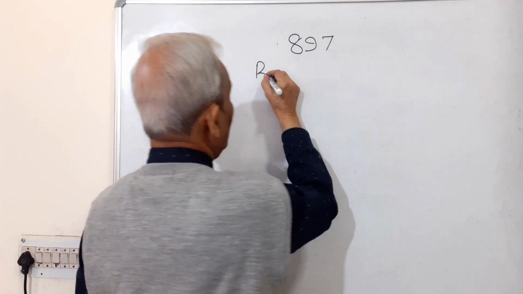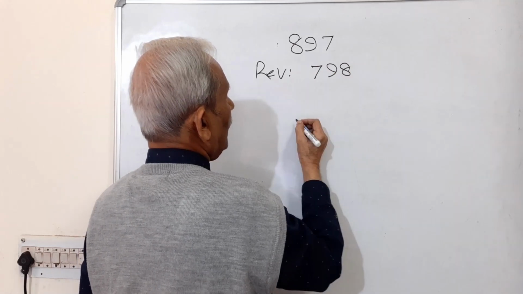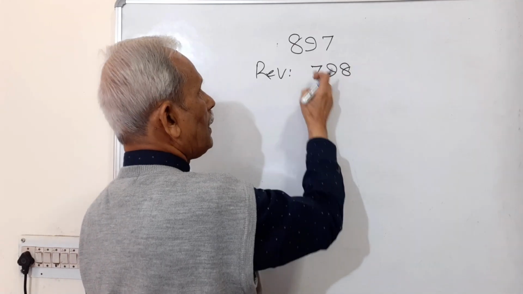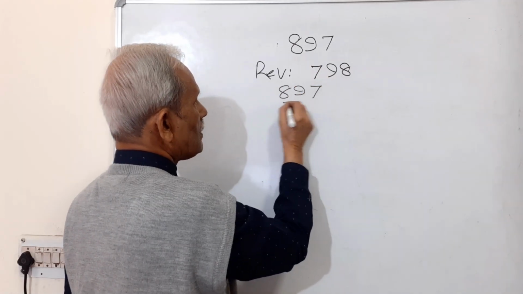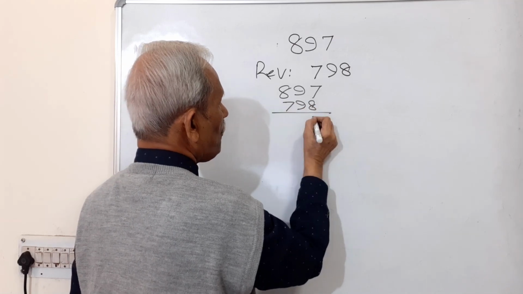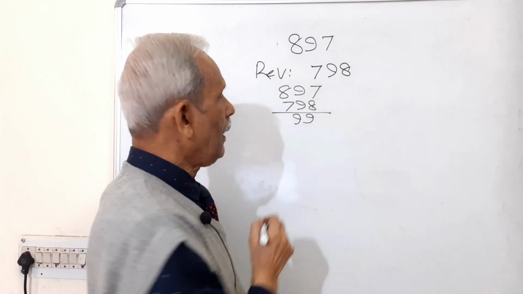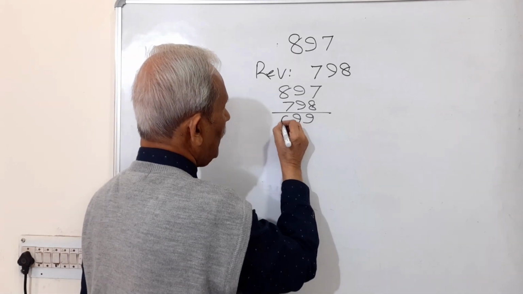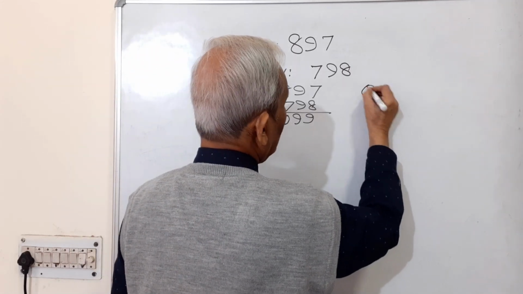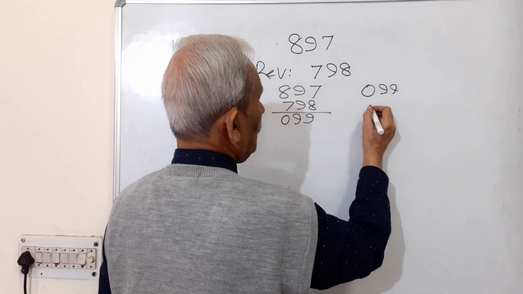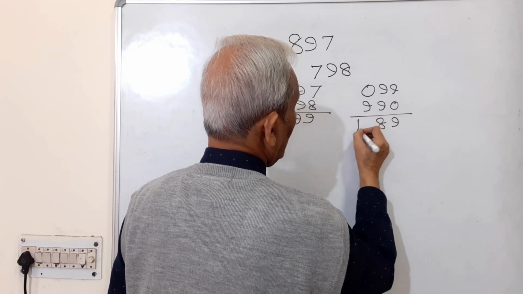Reverse it, and you get 798. Now subtract the 798 from the bigger number, 897. 897 minus 798, and you get how much? 99, right? But don't forget to write the third digit also: it's 099. Now this 099, you reverse it, and you get 990, and you add it, and you get 1089.